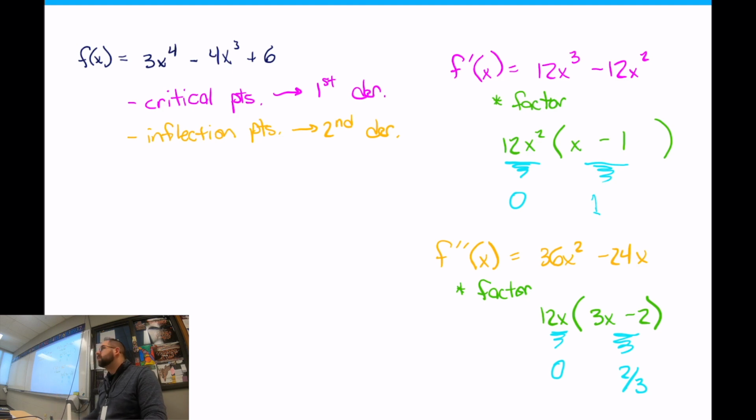Okay, are we good with what you have to type? All I want are the numbers, the potentials. So you say in your little answer, critical points are 0 and 1, inflection points are 0 and 2/3. Move to the next problem. We good? Perfect. Go ahead and do it.